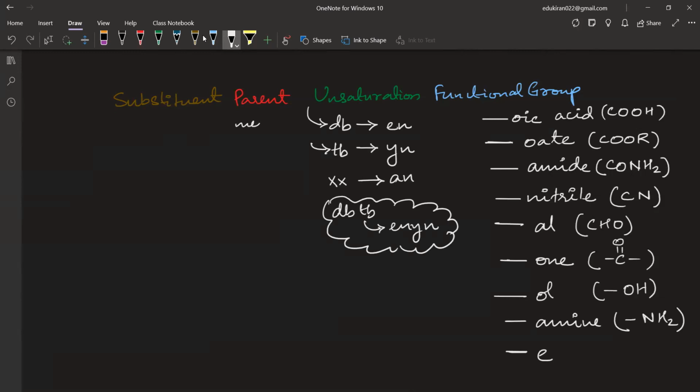Now for parent, I hope everyone knows the conventions for parent. If you have one carbon, then it is meth. If you have two carbons, then it is eth. If you have three carbons, it is prop. Then but, then pent, hex, hept. Now, if you have a ring, then you will add the word cyclo. Add cyclo.